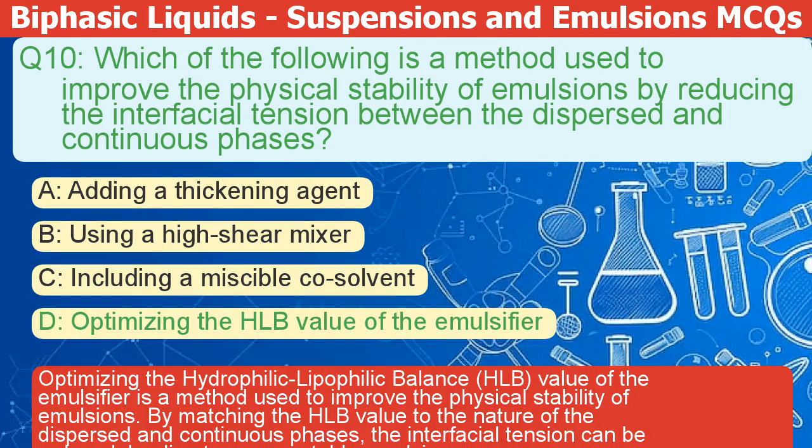The correct answer is D. Optimizing the hydrophilic-lipophilic balance, HLB value, of the emulsifier is a method used to improve the physical stability of emulsions. By matching the HLB value to the nature of the dispersed and continuous phases, the interfacial tension can be reduced, leading to a more stable emulsion.